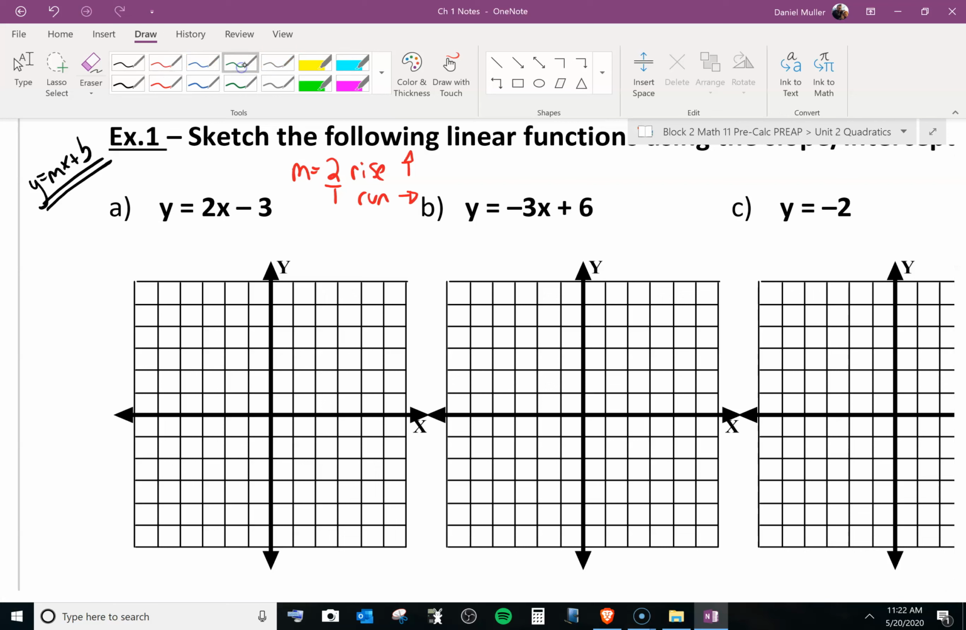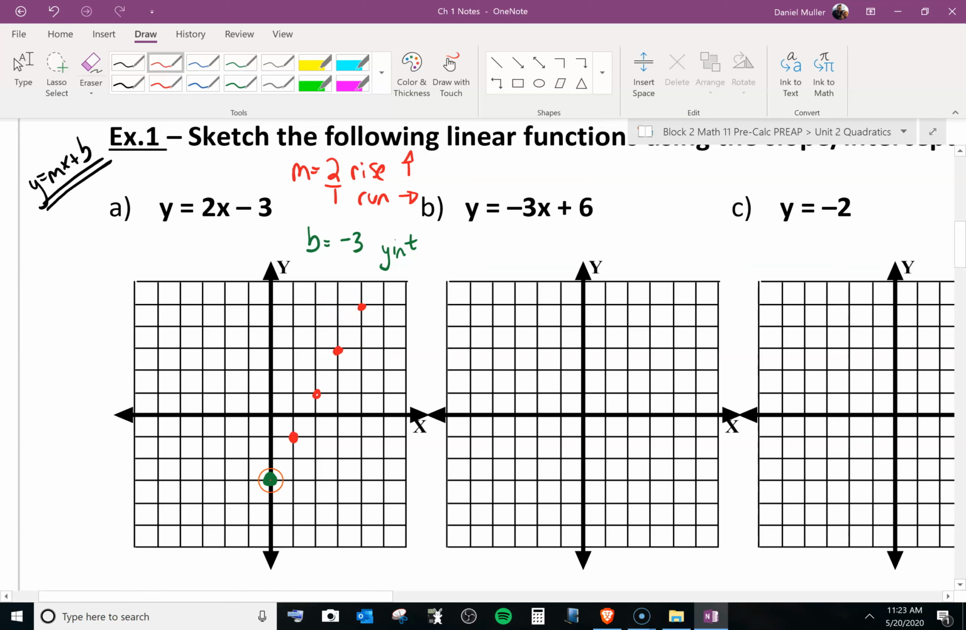And the b is the one without the x, and that b is negative 3. That is our y-intercept, where we cross the y-axis. So this is the y-axis, and we're crossing it at negative 3. Here's 1, 2, 3 in the negative direction. That's our starting point, and then we need to rise from here, up 2, 1 to the right. Up 2, 1 to the right. Up 2, 1 to the right.